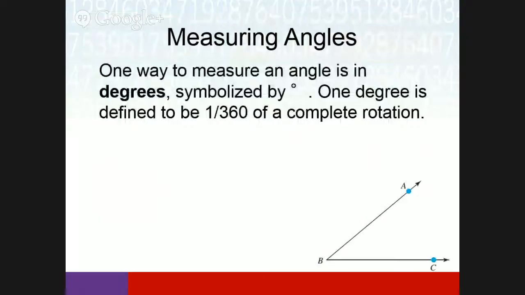So measuring angles, one way to measure an angle is the degrees, symbolized by a little degree sign. 1 degree is defined as 1 divided by 360 of a complete rotation. There are other methods of finding angle measurements. There's radians, which we will not talk about in this class, but we'll focus on degrees here. So if we want to measure an angle, we want to find what it is in degree measurement. 1 degree is 1 divided by 360, and 360 is 1 full rotation.